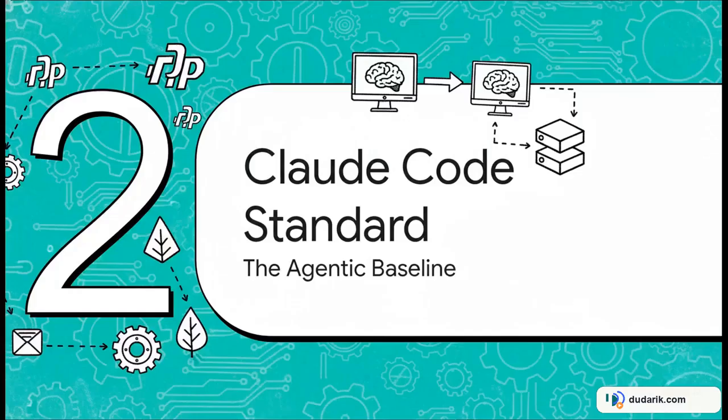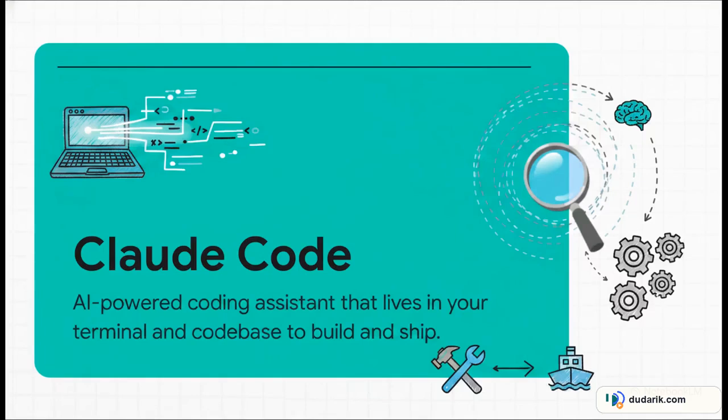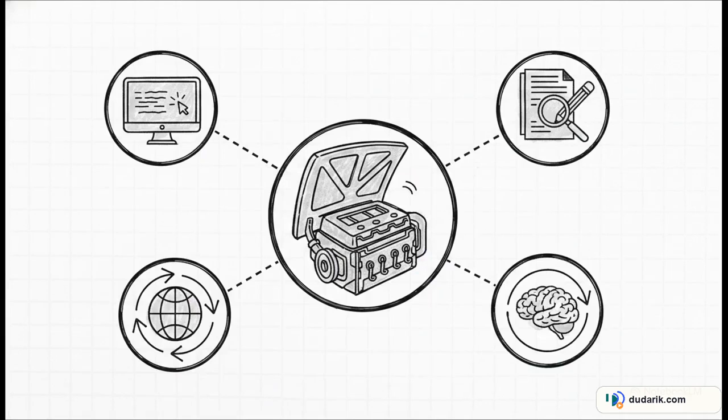So let's jump to Section 2, the Claude Code standard. This is the baseline we are trying to achieve in PHP. To really understand what we're aiming for here, we need to clearly define Anthropic's Claude Code standard. Claude Code is an AI-powered coding assistant that lives right there in your terminal. It works directly inside your codebase to build, debug, and actually ship changes. Instead of you having to manually copy-paste context files, it uses agentic search to just figure out your project structure on its own. It's an absolute game changer because it maintains context locally and executes commands exactly where your code lives.